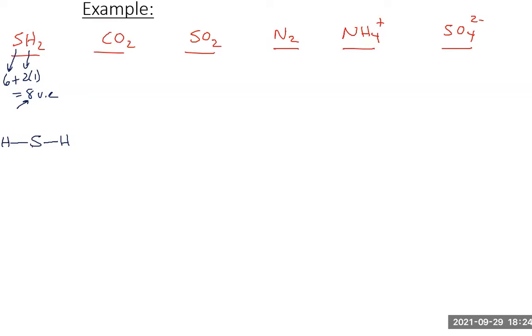That means we then follow our next rule, which is when everybody on the outside is full, we then go to the center and we place those on as dots. So that is 2 and 4. And at this point, we have now placed all 8 of our valence electrons.